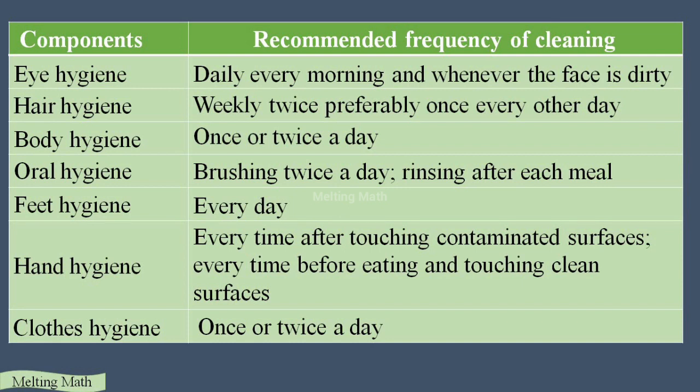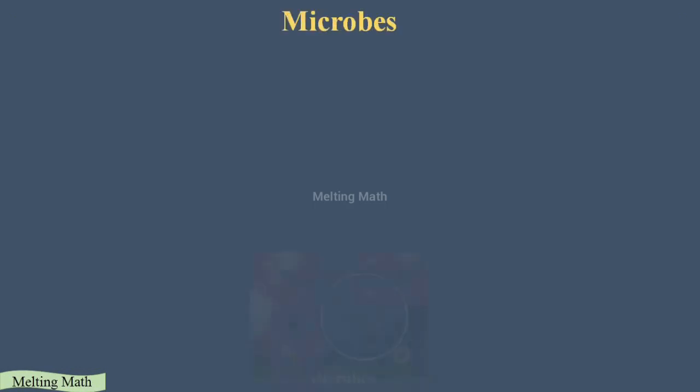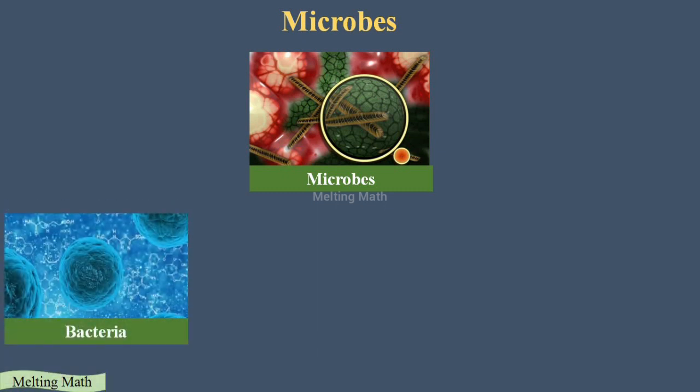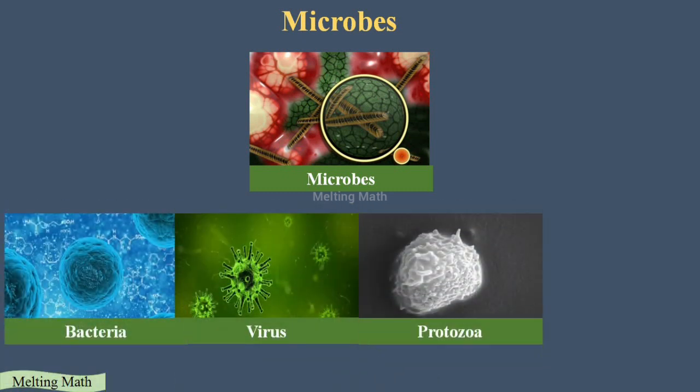Okay, if you don't clean your body, what will happen? Microbes will affect your body parts and organs. Okay, let's see about microbes. Microbes are nothing but the microorganisms which cannot be visible to our eye. We can see them only through the microscope. Okay, most of the microbes belong to four major groups, such as bacteria, virus, protozoa, fungi.